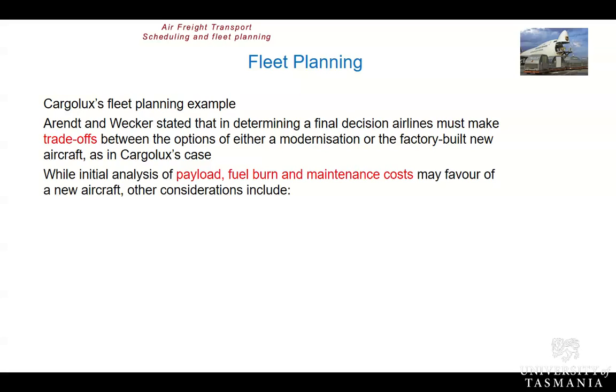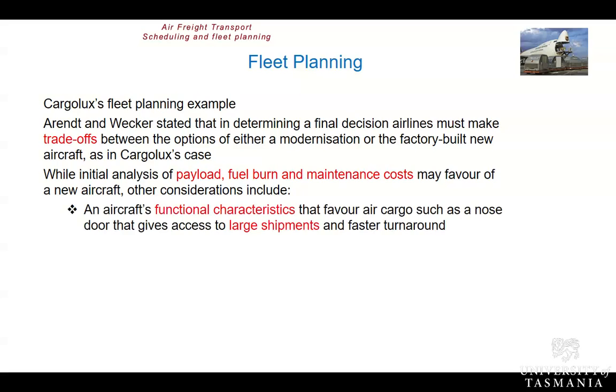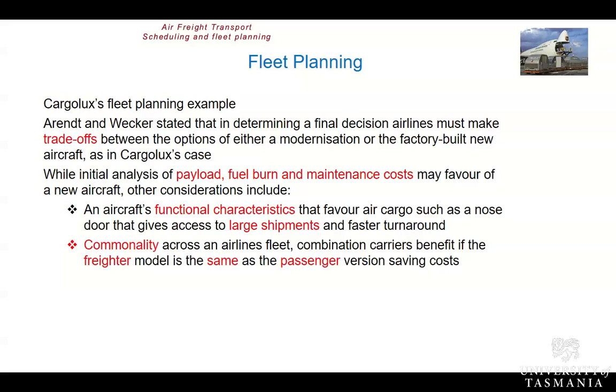Now, in Cargolux's case, as you can see there, on all of those elements that were pulled out, such as payload, fuel load, maintenance cost was in favour of a new aircraft, as you would expect. I suppose that's a fair comment. So it also presented with opportunity to access larger shipments and a faster turnaround. So it has a lot of things in its favour. In addition to that, it ticked the box for commonality. So it's bringing the benefit of having the freighter model similar to other models that it's got in its fleet.